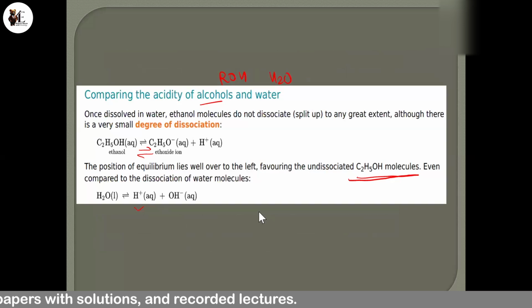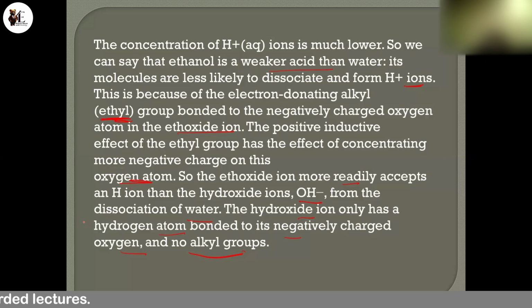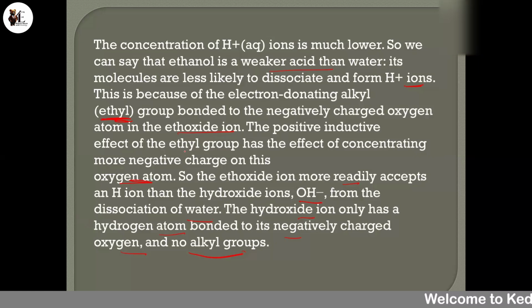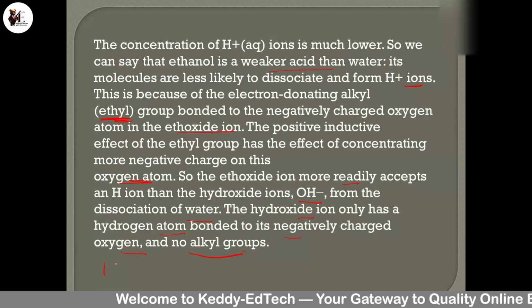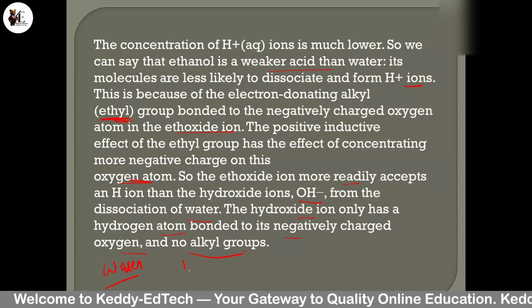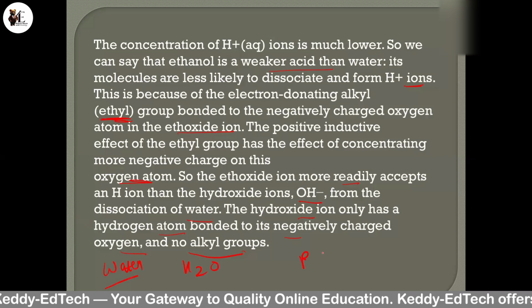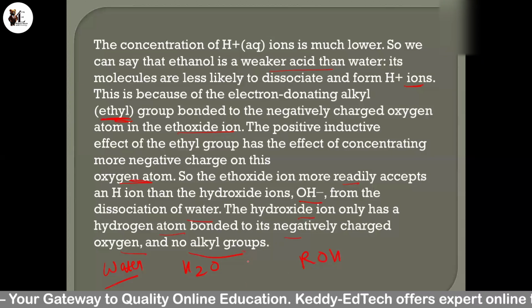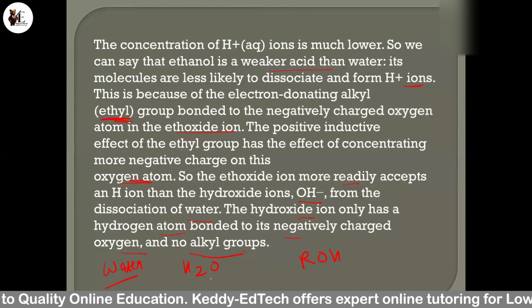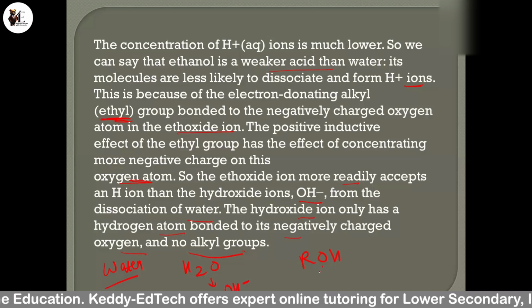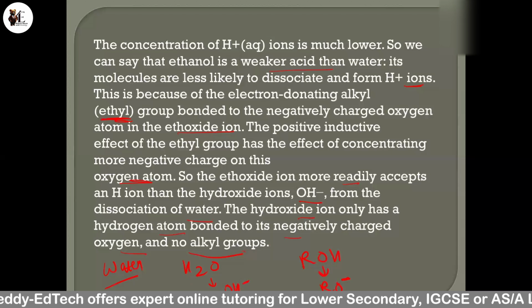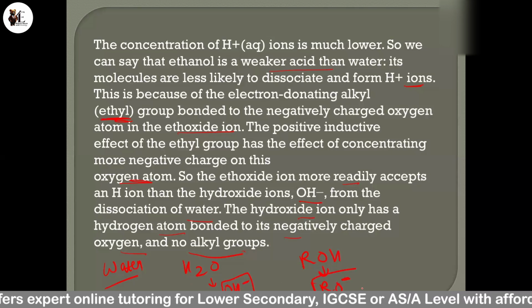First, write down the dissociation. I hope now you understand, if someone asks which is more acidic, water or alcohol: water is more acidic. Why? Water is H2O and alcohol is ROH. To determine which one is more acidic, you just lose the acidic proton. After losing the acidic proton, water becomes OH-, and alcohol becomes RO-. So we have to see the stability of these ions, OH- and RO-.